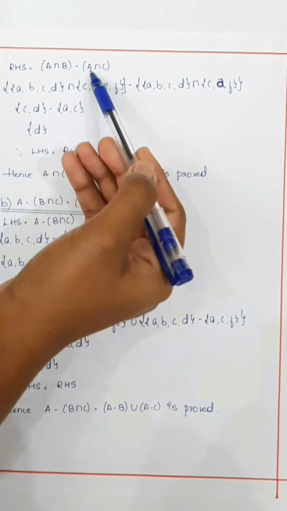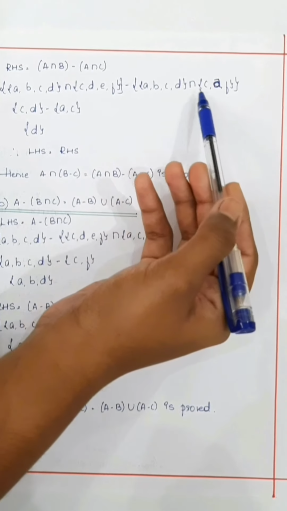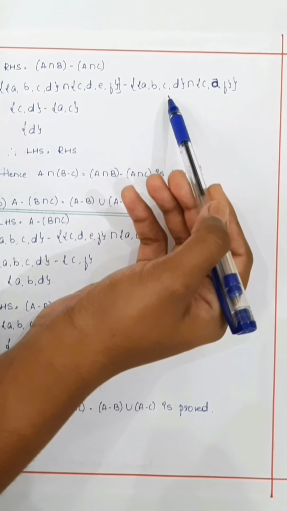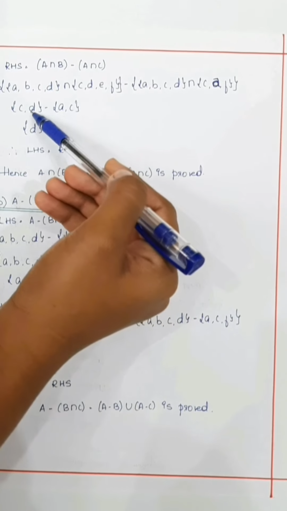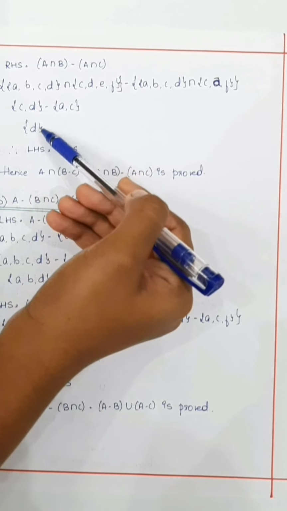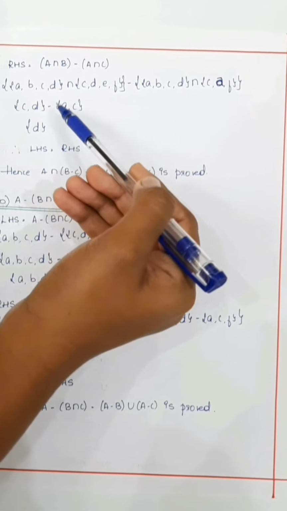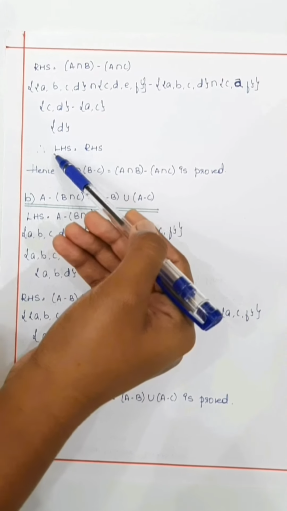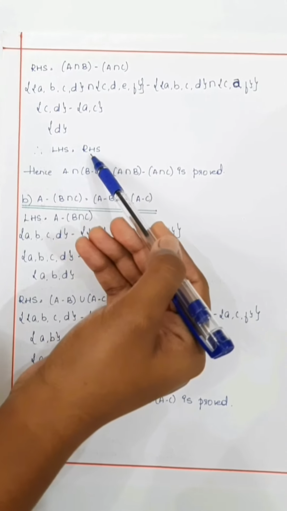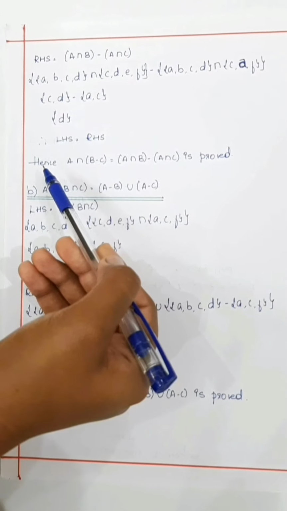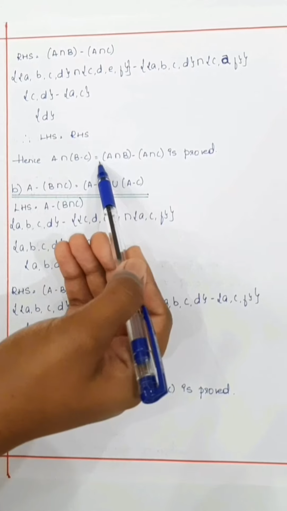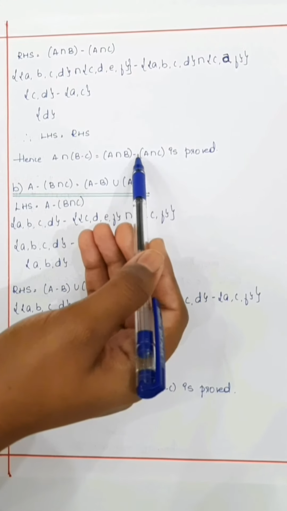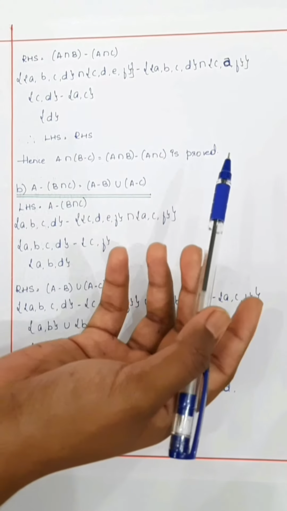So next A intersection C. What is the common among A intersection C? A and C is common. Now we have to find out the difference. D is the difference between these two sets. So we have proven that LHS is equal to RHS. Hence, A intersection B minus C is equal to A intersection B minus A intersection C is proved.